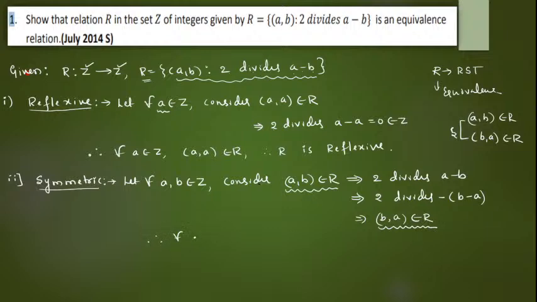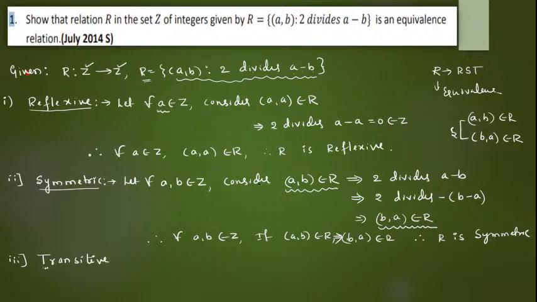Therefore for all a, b belonging to Z, if (a, b) belongs to R, then definitely (b, a) also belongs to R, right? Therefore you can easily write here that your relation R is symmetric. Your relation R is what? Symmetric. And in the third condition, you need to check its transitive condition, right?